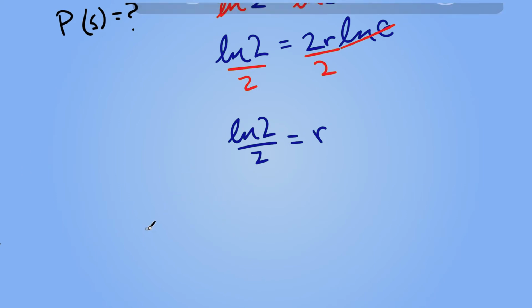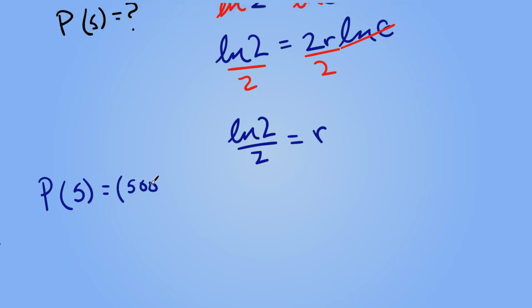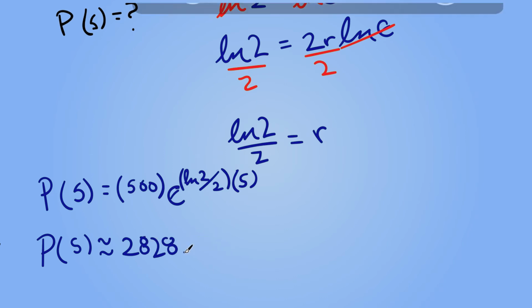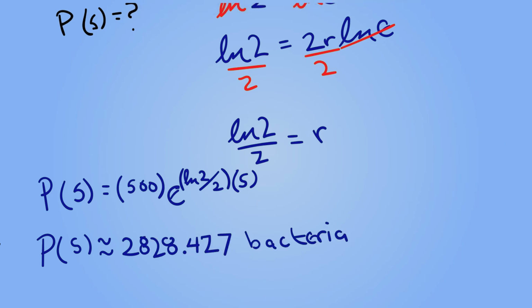Now to figure out how many there will be after 5 hours from the initial time, we're going to have to solve for P_5. So we're going to plug everything in that we know, and then we're going to put time in as 5. And once you solve that, you get P_5 equals 2,828.427 bacteria. Now there can only be a whole number of bacteria, but this is just the math that we use to get to that. So in reality, it would be 2,828 bacteria.